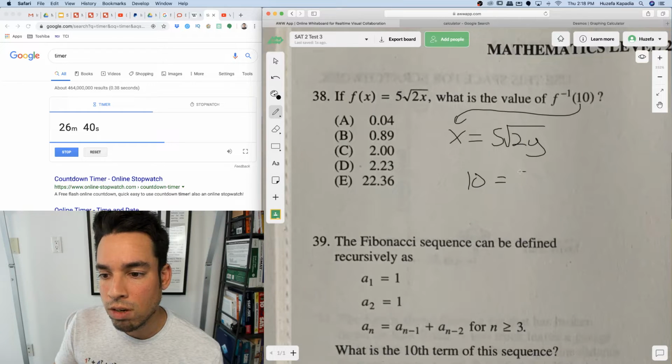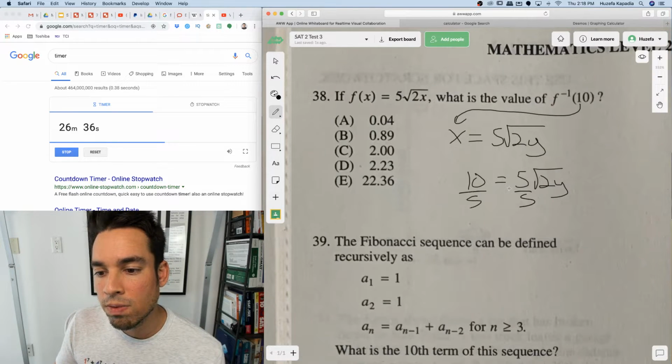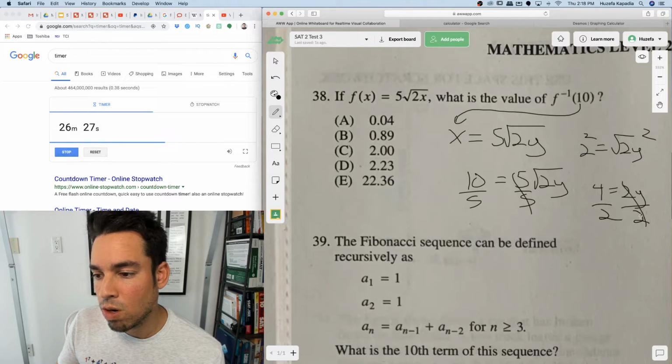So then it's 10 equals 5 square root 2y. Divide both sides by 5, and I get 2 equals square root 2y. Square both sides, I get 4 equals 2y. Divide by 2, divide by 2. y equals 2.